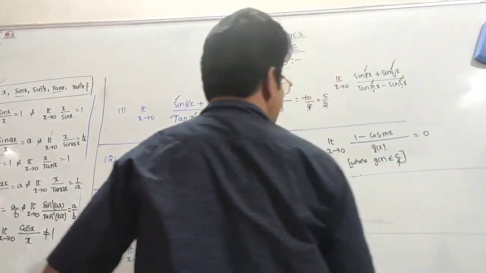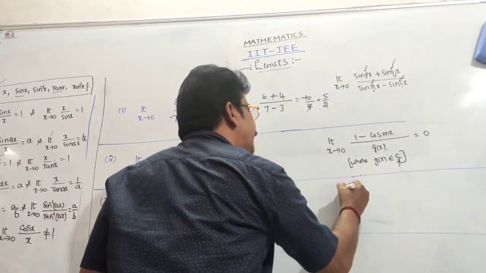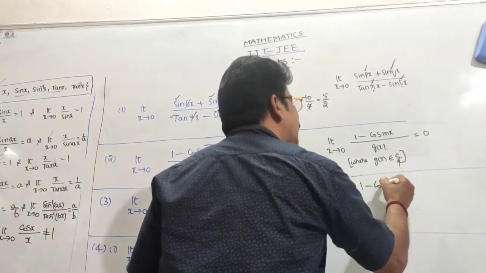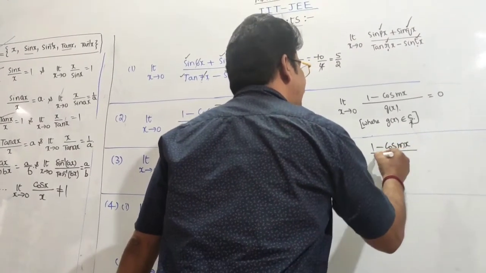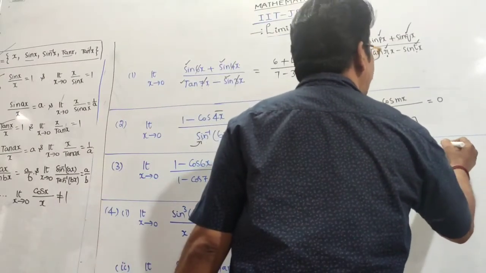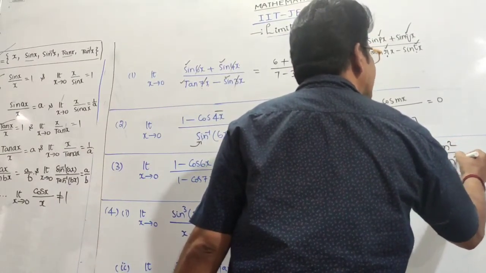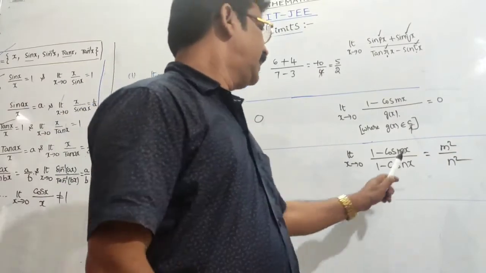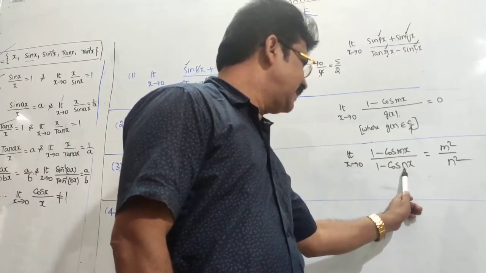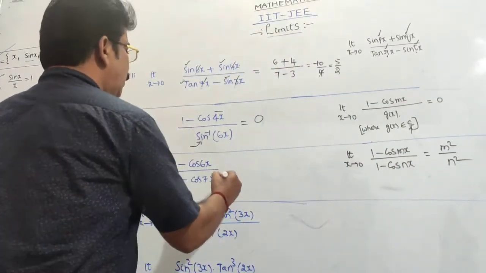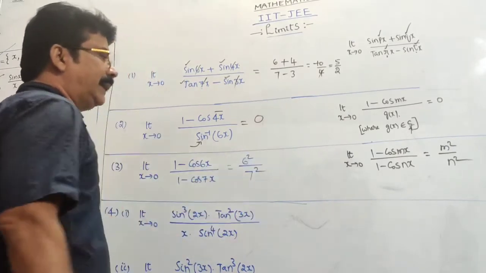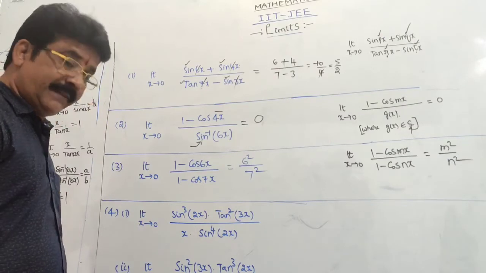We see that the limit as x tends to 0 of (1 minus cos mx) divided by (1 minus cos nx) is equal to simply m square by n square. The x coefficient in the numerator is m, so m square; the x coefficient in the denominator is n, so n square. So the shortcut is just 6 square divided by 7 square.